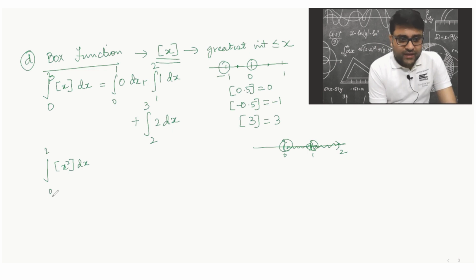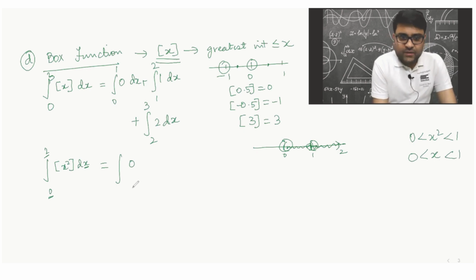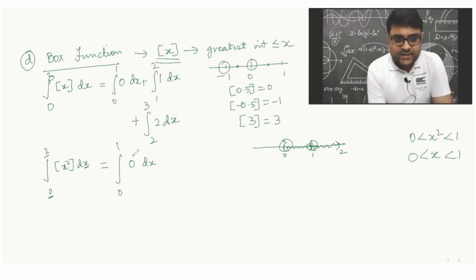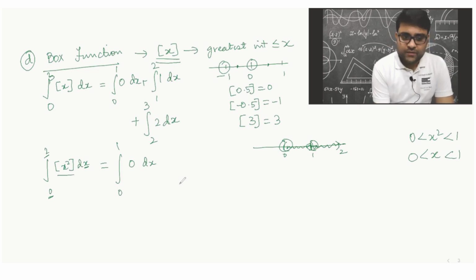So these limits are for x, not for x square, right? These limits are for x, but I have box of x square. So what will be the value of box x square? If box x square is equal to 0, that means x square has to lie between 0 and 1. If x square lies between 0 and 1, that means x lies between 0 and 1. So from 0 to 1, it will be 0.